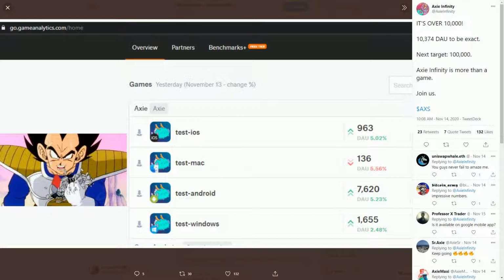And this particular tweet is looking at the people playing the battle part of the game. This is still in an alpha beta phase, although it's been in alpha beta for quite a long time now, over 6 months. You can see here the people who are playing the game through different platforms. We have 963 on iOS, 136 on Mac, 7,620 on Android, and 1,655 on Windows. So we can obviously see where the majority of people are playing.